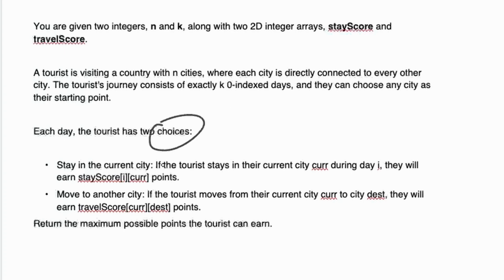We can either stay in the current city, and if we do that, we get some score. We look at the stay score array and get I, which would be our current day, and then current being our current city. That's how we would calculate our score for staying. Or we can move to another city, and if we move, we would take our travel score, which is our current city and our destination city, and take that from our travel score array. And what we want to do is return the maximum possible points that we can earn by making these choices.